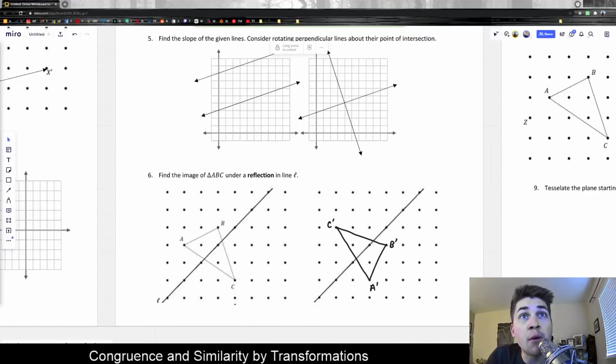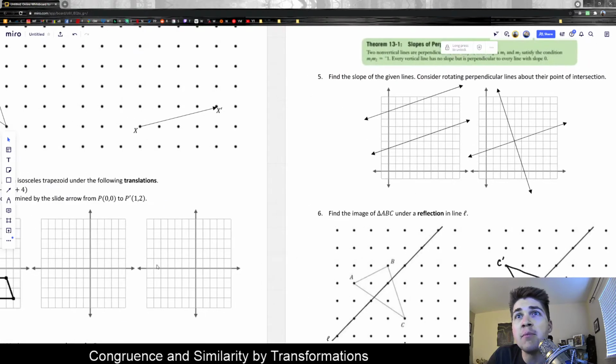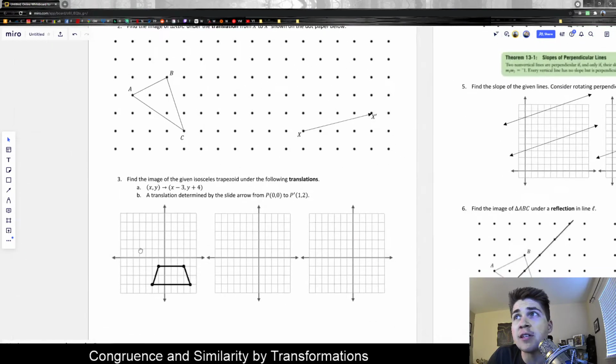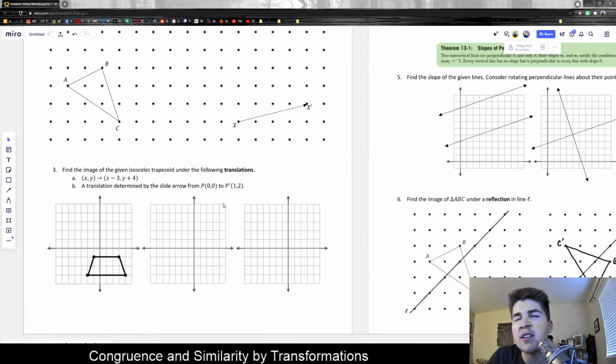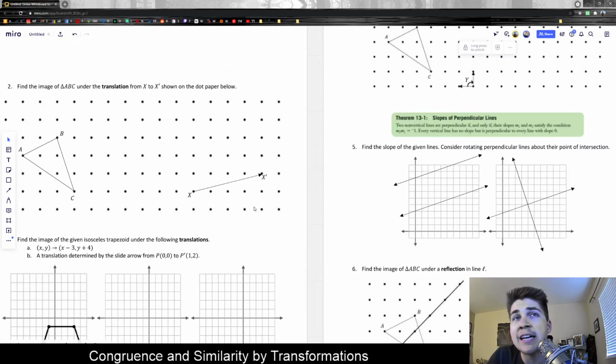In this video, I'll pick up where we left off last week, where we started the chapter on congruence and similarity by transformations. And remember, transformation is just a term which refers to all sorts of isometries, including translations, aka moving an object. We looked at a few translations, for example, say we were to take a trapezoid and move it up 4 units and to the left 3 units or something.